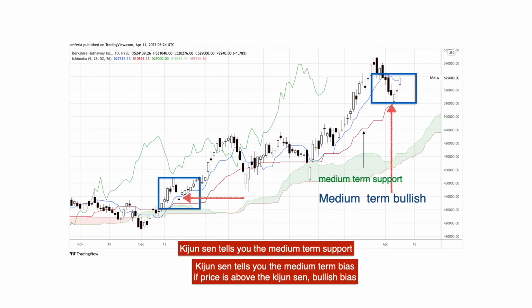The Kijun Sen tells you the medium-term bias of the market. If price is above the Kijun Sen line, then the medium-term trend is bullish. In this chart, price broke below the Tenkan Sen but bounced at the Kijun Sen line. We see these bounces happening many times within the chart. At times when the price broke below the Tenkan Sen line, price was able to bounce above the Kijun Sen line, showing that the medium-term bias is still bullish.